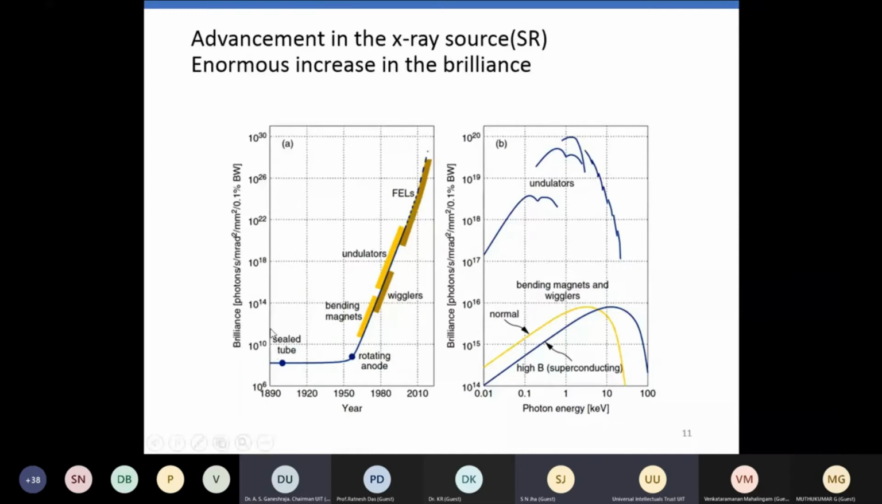Now in the present scenario, we have up to fourth generation synchrotron sources, which can go up to 10 to the power 27, 28 kind of brilliance. And this is the comparison of the different sources. This is a normal bending magnet source using just one pair of north and south pole magnets. Once you go to an advanced source like an undulator, there is a jump in the brilliance.